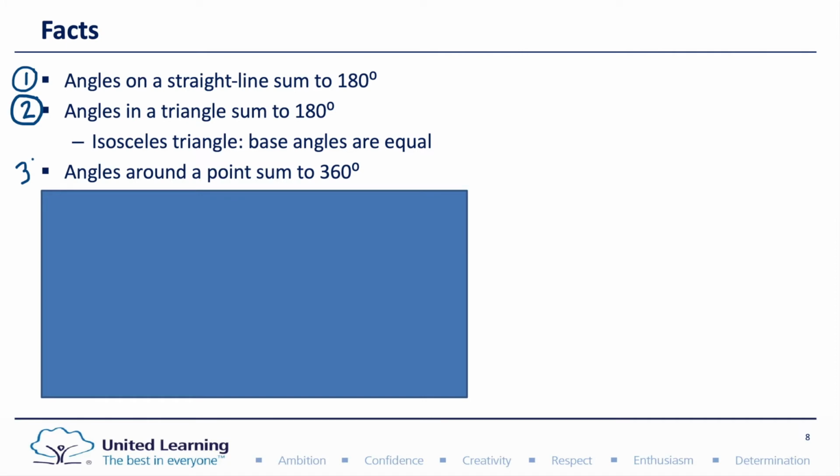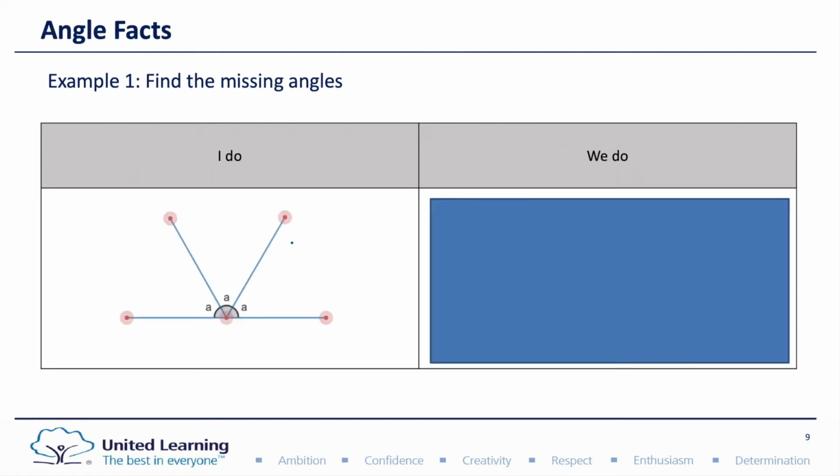The last angle fact we're going to take a look at today is angles around a point sum to 360 degrees. Meaning if I had a point with different rays coming off that, we know a full rotation around a point equals 360 degrees. So all of these angles here will add up to 360 degrees. I'm going to do one question for you, and then I want to see if you can do a similar one. So let's start with example 1.